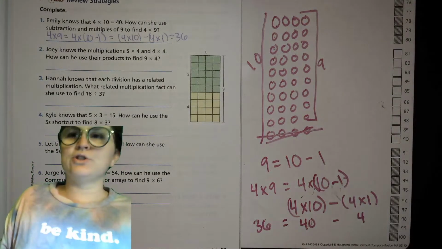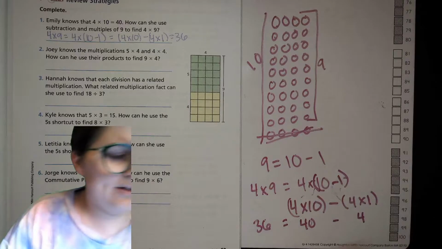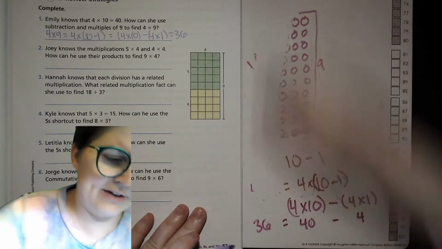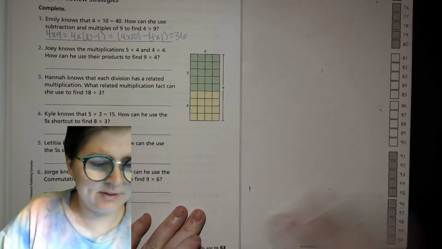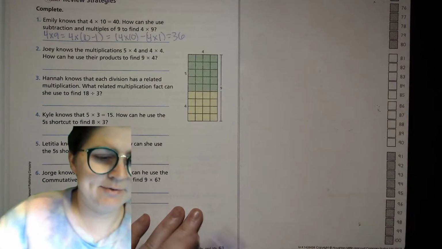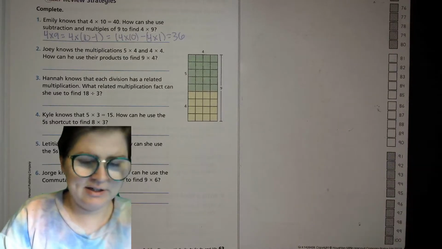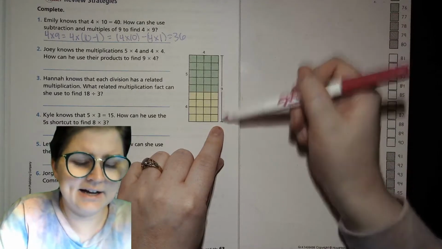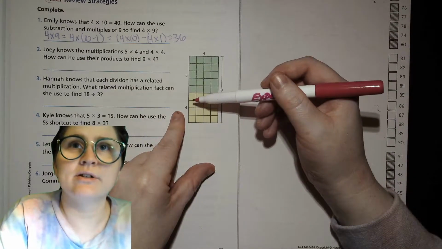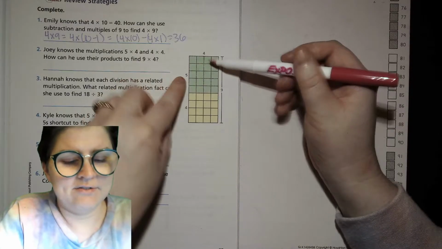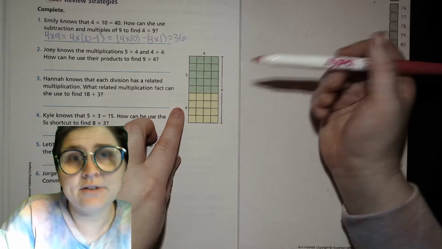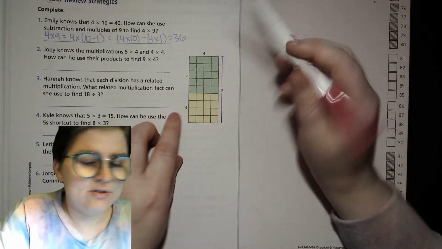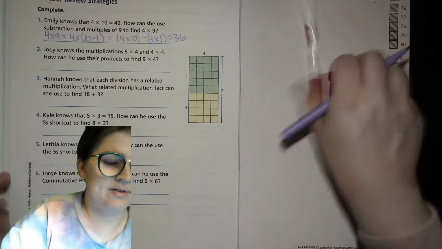Okay, number 2. Joey knows the multiplication of 5 times 4 and 4 times 4. How can he use their products to find 9 times 4? Well, what he's doing here is very similar. He knows that 9 is the same thing as 5 plus 4. So he knows that 5 groups of 4 with 4 groups of 4, when you add them together, it's going to be 9 groups of 4. So let's write that out in here.